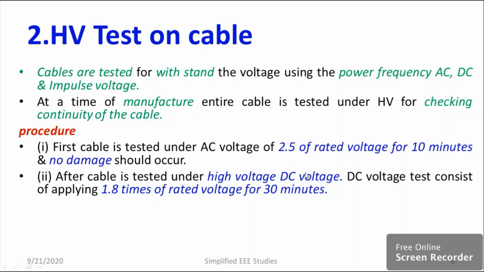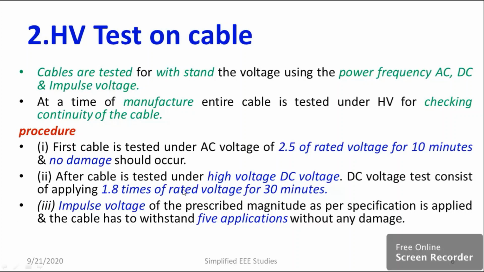You need to generate high voltage DC by using any method, like a Cockcroft-Walton type DC generator set or a high voltage rectifier. Any method can be used. The DC voltage test consists of applying 1.8 times the rated voltage for half an hour. You will be applying 1.8 times the rated voltage for 30 minutes. Make sure that the test will be successful. Okay, your test object will be surveyed for this condition.